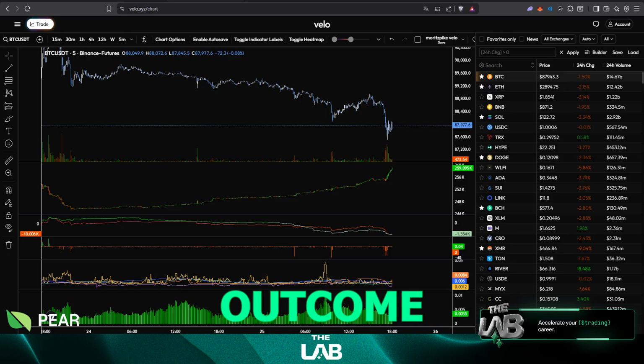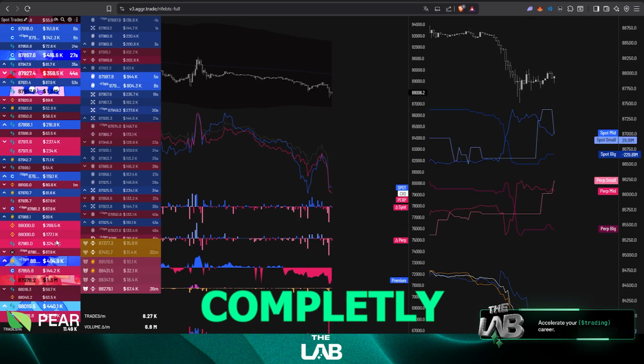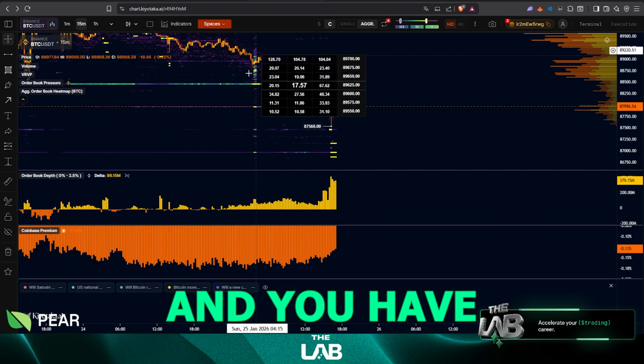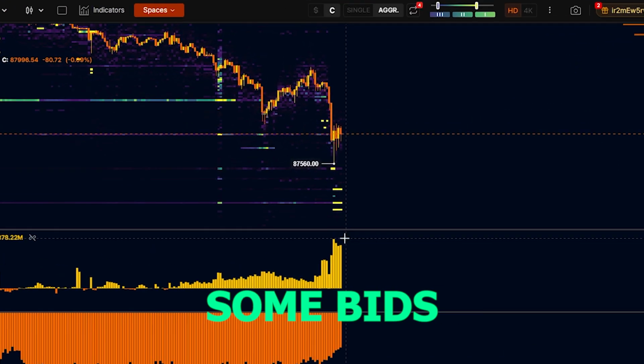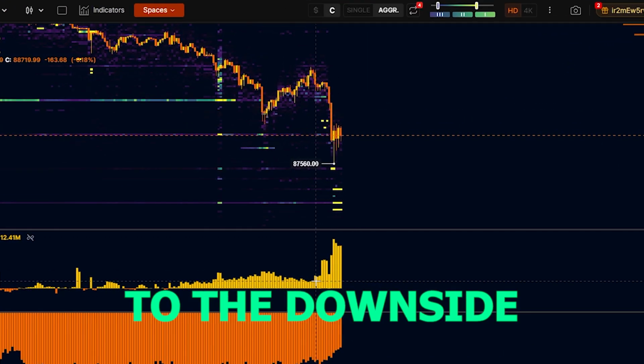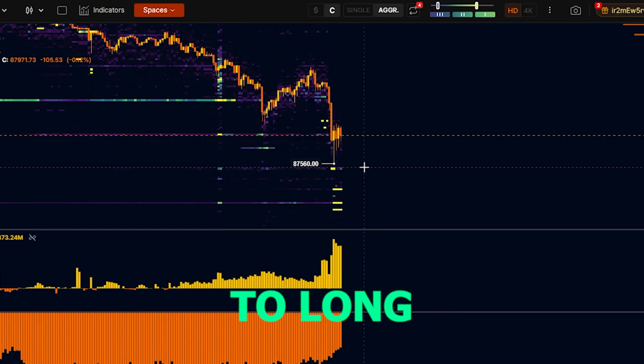And if the painful outcome is somewhat likely, maybe because you see spot picking up and being completely interested in buying BTC in a downtrend, and you have some vulnerable shorts, and you have some bids sitting below offering a plunge protection to the downside, then it's probably a decent shot to long.